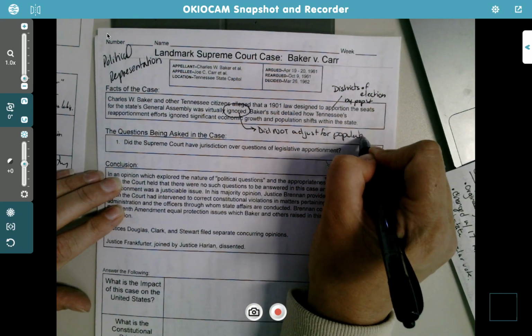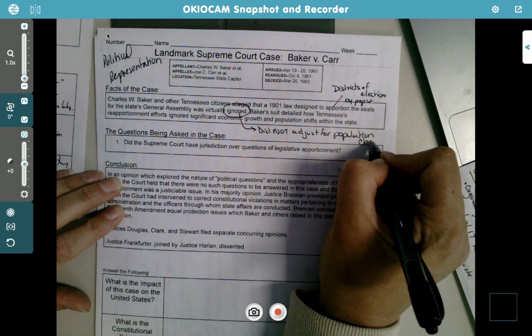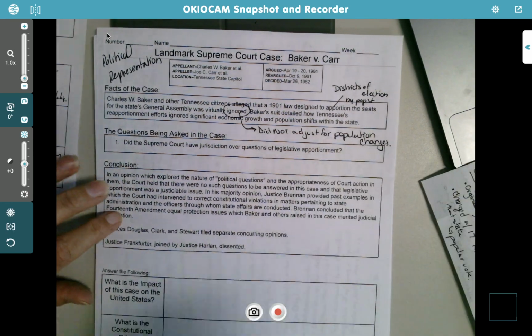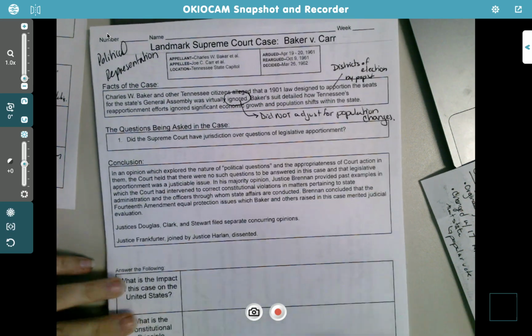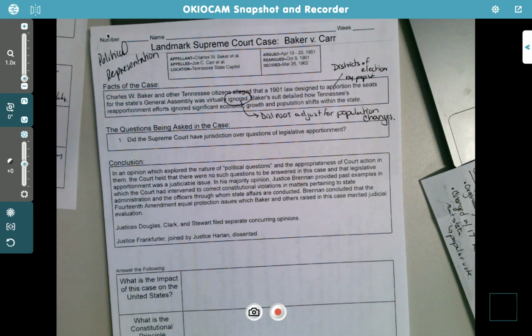Why would they not? In Tennessee in 1901, why don't you think they're changing? Is there a political party probably in power that doesn't want to shift? Yes. Your enthusiasm's off the chart. Love to see it.